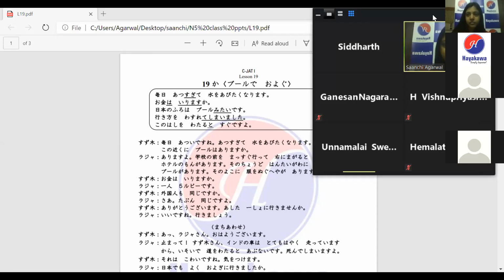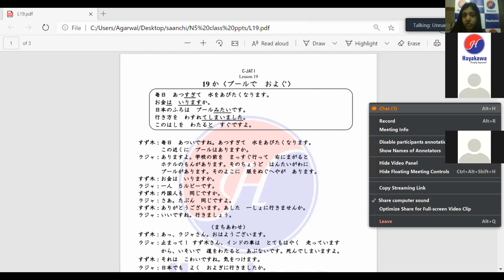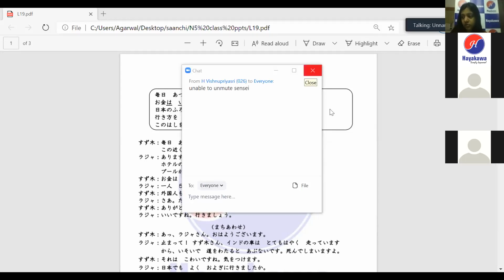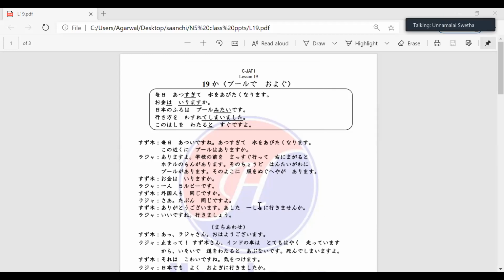Sensei. Mainichi atsui desu ne. Atsusugite mizu o abitaku narimasu. Kono chikaku ni puuru wa arimasu ka? Daijobu desu, Vishnupriya-san. Shweta-san, once more after me, can you repeat? Sensei. Mainichi atsui desu ne. Atsusugite mizu o abitaku narimasu. Kono chikaku ni puuru wa arimasu ka?